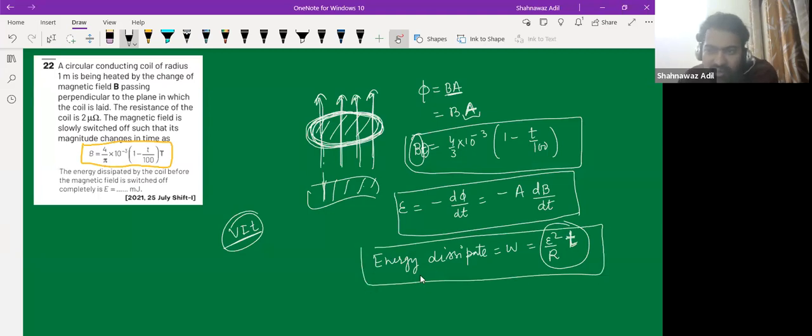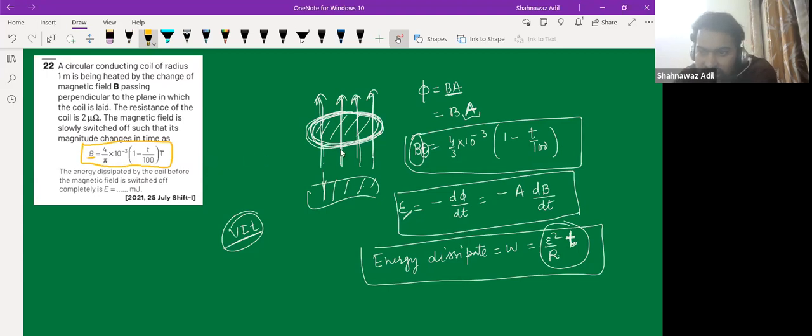So what are the things that we have to calculate? E we know, R we know, and time we have to calculate. So time is when this energy is being zero, when the magnetic field becomes zero. That is the thing that we have to calculate.